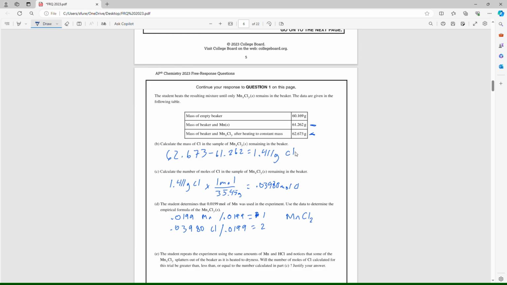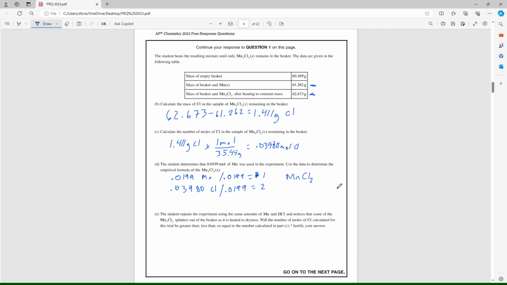E, the student repeats the experiment using the same amounts of manganese and HCl, but some of the manganese chloride splashes out of the beaker. Will the number of moles of chlorine calculated for this trial be greater than, less than, or equal to? So it'd be less than, right? If we lost some manganese chloride, that would reduce this number of grams, which reduces the number of moles. So you'd say less than for that explanation.